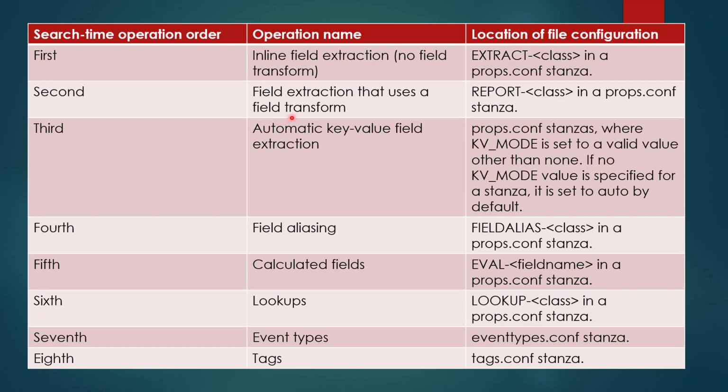Now second, it will be the field extraction that uses a transformation. That means we are creating either a REPORT or transform based extraction, right? So there will be a transforms.conf stanza corresponding to this props.conf stanza, where we will be defining our regular expression. So this will be evaluated second. Third, it will be the automatic key value pairs.